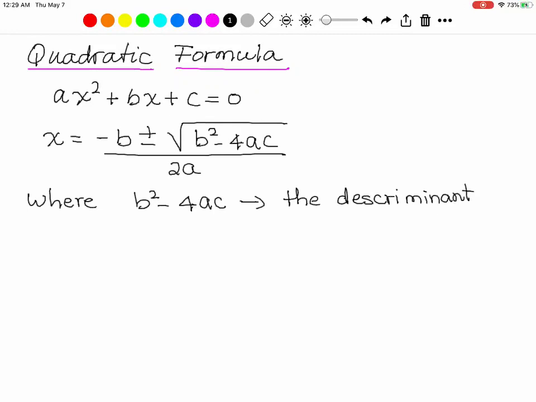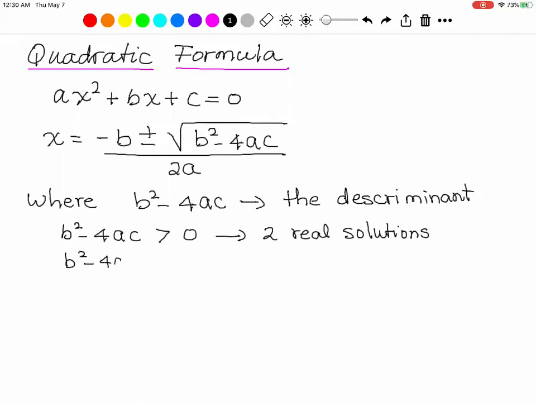Okay, so there are three cases we should consider. B square minus 4ac is greater than 0. If it is greater than 0, this would mean that we have two real solutions. What does real mean? That the number is either going to be a fraction, a number that you can represent as p over q, or it's going to be an irrational number. B square minus 4ac equal to 0. That means you have one real solution.